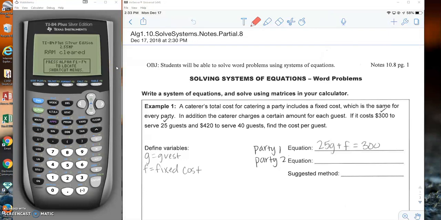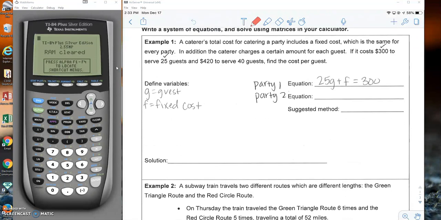This video covers notes 10.8 over solving systems of equations, word problems, day 1. So example 1, we have a caterer who has a total cost for a party, and that party includes a fixed cost, which is the same for every party. In addition, the caterer charges a certain amount for each guest. If it costs $300 to serve 25 guests and $420 to serve 40, find the cost per guest.